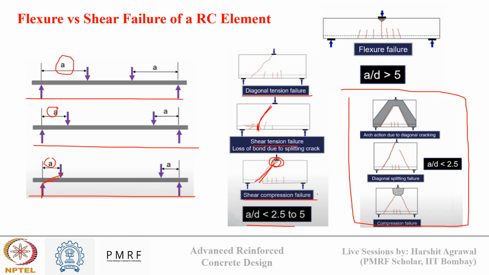Okay, and if my A by D ratio is greater than 5, that means my load is very near to the middle part and very far away from the support. Then we say that flexure failure dominates, and we mostly see a straight line cracking. We saw an example last time of a bridge deck, in which there were inclined cracks near the supports, and vertical cracking in the mid span. So this is the theory that is governing that cracking pattern.